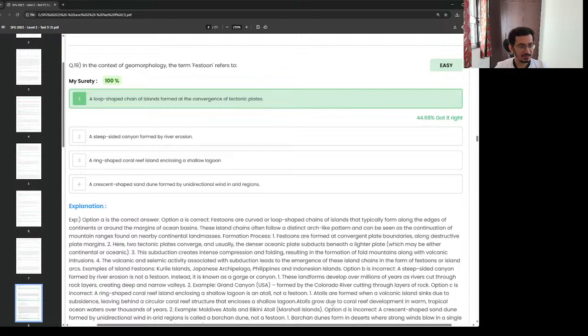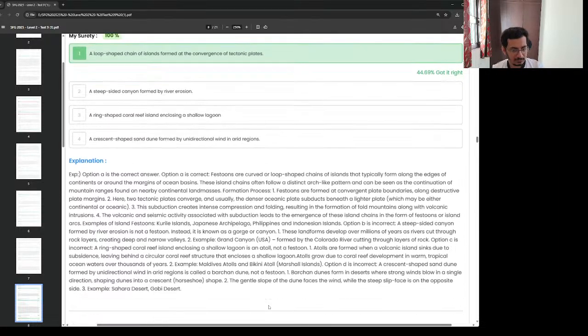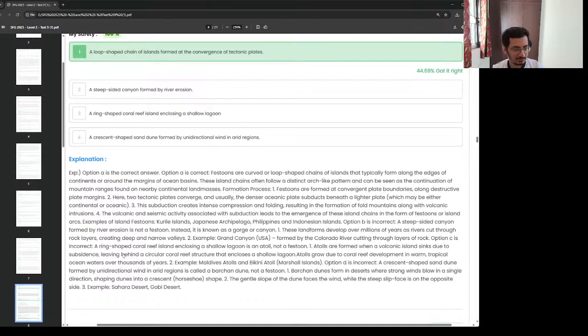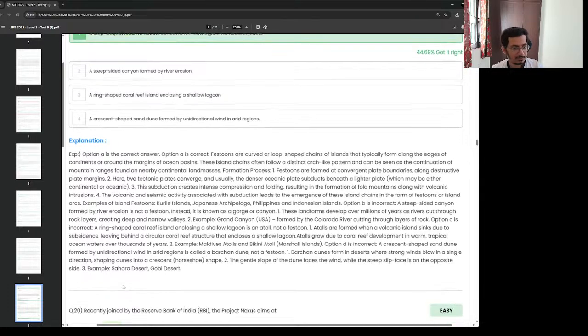And crescent-shaped sand dunes form due to unidirectional wind in arid regions. It is a Persian, right? It's not Persian. What is it called? Persian is incorrect, because crescent-shaped sand dunes formed by unidirectional wind are called a Persian tube. It's not a festoon. That is done.